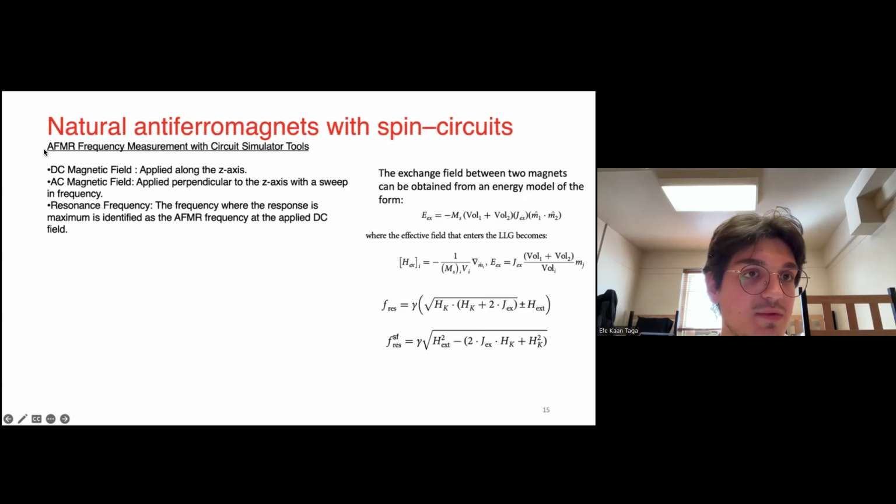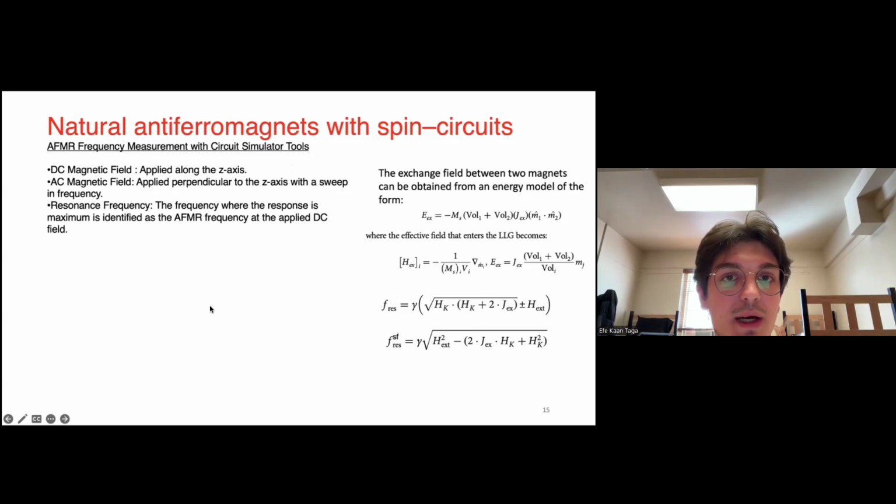And here is the process for measuring the resonance frequency of antiferromagnets with circuit simulator tools. We apply a DC magnetic field along the z-axis, and we apply an AC magnetic field perpendicular to the z-axis with sweeping frequency. And the frequency where the response is maximum is identified as the resonance frequency at the applied DC field.